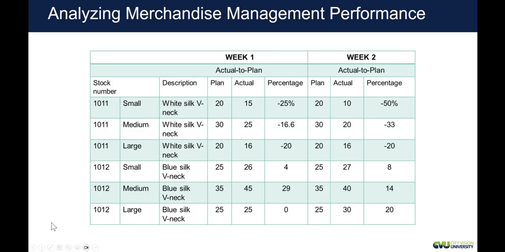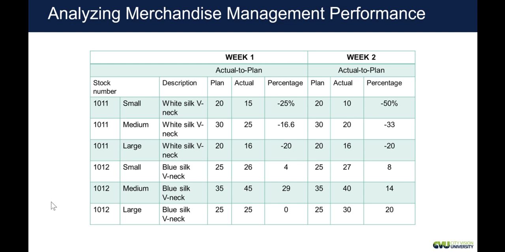Okay. So with the actual to plan, right? So we've got, again, these are some clothing items. So our plan was to sell 20 in the small white silk V-necks. We sold 15. We're down 25%. Week 2, we had a plan of 20. We sold 10, right? So as we go through, we can start seeing where we're at as far as our actual to plan.